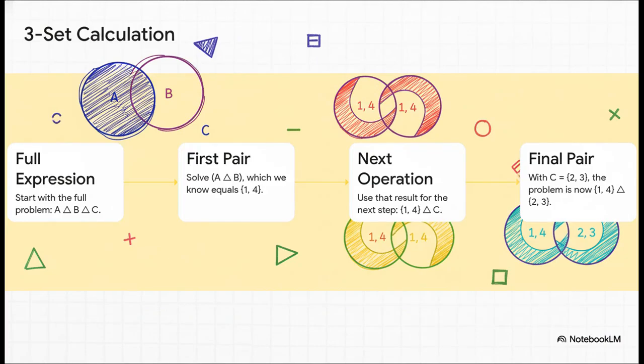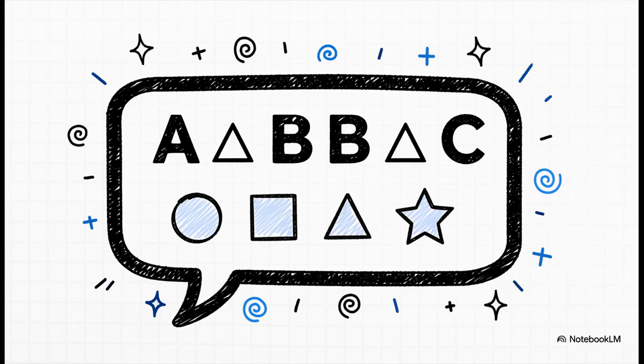So let's put this rule to the test. Let's add a new set, set C, with the numbers 2 and 3. We have to work in pairs, so we start with the first two, A and B. We already figured that one out. It gives us 1, 4. Now, we take that result and we use it in our next operation against set C. So our new problem becomes finding the symmetric difference between 1, 4 and 2, 3. And, well, if you look at them, there's no overlap at all, so the result is just everything. And just like that, we've got our answer. The final result for all three sets is 1, 2, 3, 4. See how that simple work-in-pairs rule made a more complicated problem totally manageable?